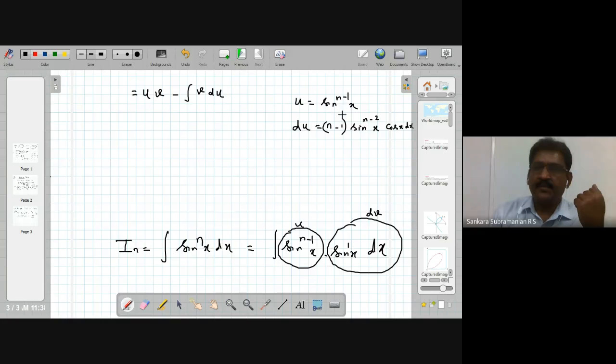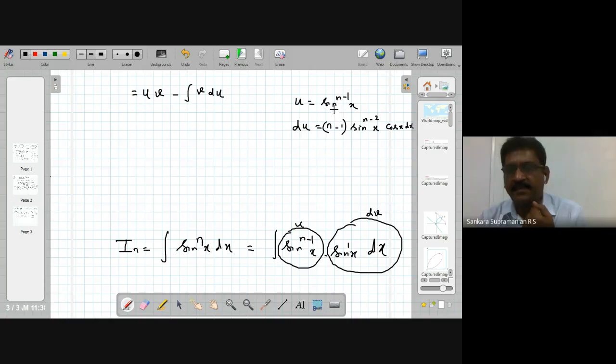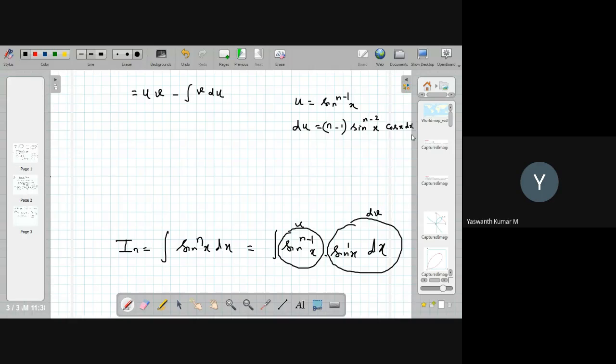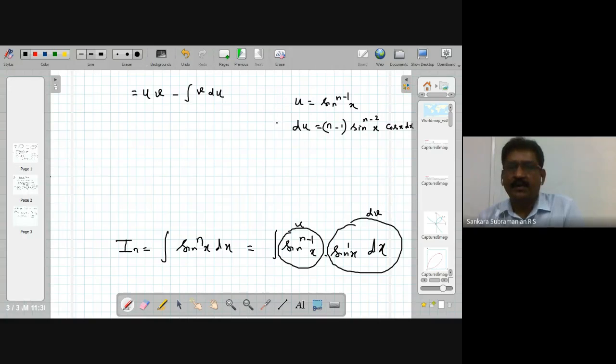In my own terms, big X is taken as sine. So sin x to the power n minus 1 is n minus 1 times big X to the power n minus 2, into the differentiation of big X, which is sin x, that is cos x into dx. So you have du, and this is dv. dv is taken as sin x into dx.